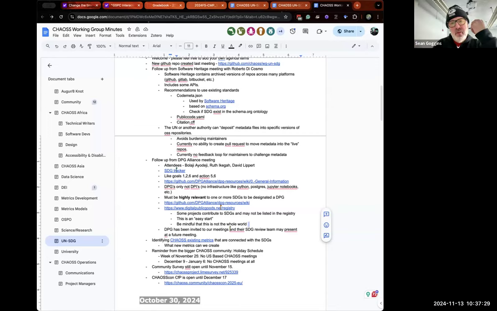And just to close one loop in the conversation, I think I heard that there are projects contributing to SDGs that are not listed in the registry. Did I understand that correctly? If that's the case, do we have a place for those, like a shadow registry, or how do we know which ones they are in the vast universe of open source?